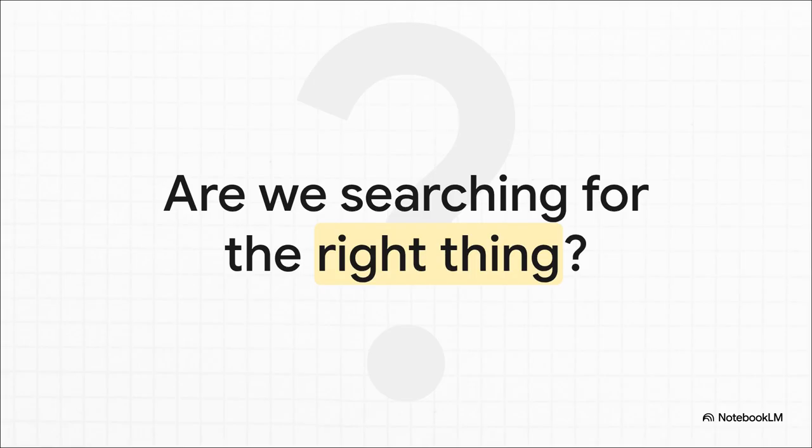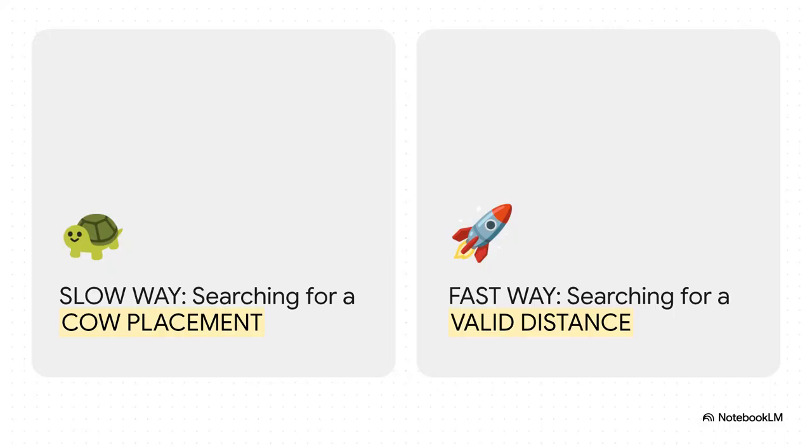We're searching through physical spots. But what if the answer we're looking for isn't a placement at all? And here it is. This is the big mental shift. Instead of trying to figure out all the combinations of where to put the cows, let's flip the problem on its head. Let's stop searching for a placement and start searching for a distance. We're shifting our focus from the physical arrangement to the abstract number we're trying to optimize.